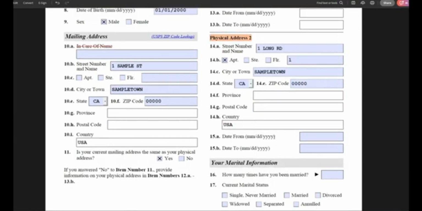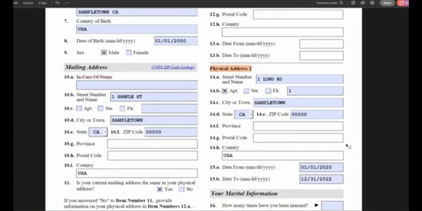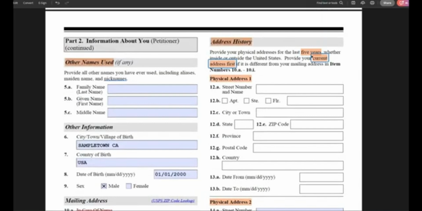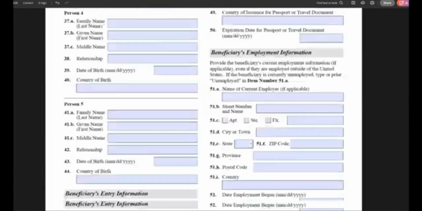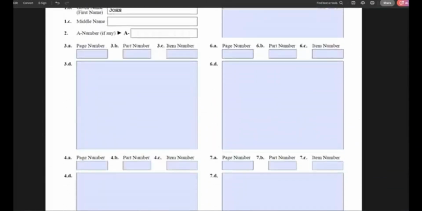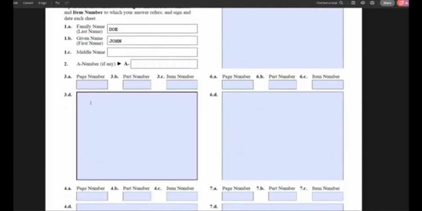And once you fill out this address section, provide the dates when you lived at this second to last address. Because this is asking for the last 5 years, and we still have not covered 5 years of history, we are going to scroll all the way down to the additional information page and indicate our physical address 3 here to complete our 5-year history.